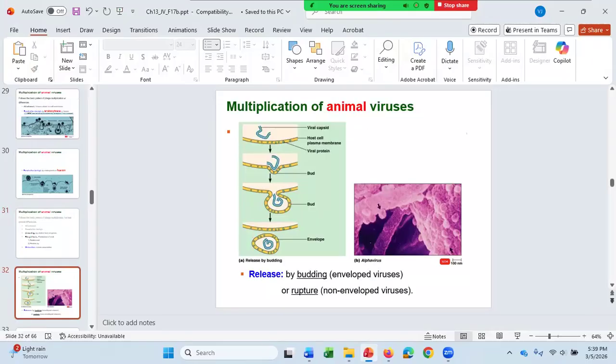All right. Multiplication of animal viruses can happen by the lytic life cycle, where the host cell that becomes infected with the virus will replicate the virus. And then the last thing the virus does, it will lyse the cell, and that will release the newly replicated viruses. It's very similar to what happens in the lytic life cycle of a bacteria virus. Same thing for a lytic animal cell virus.